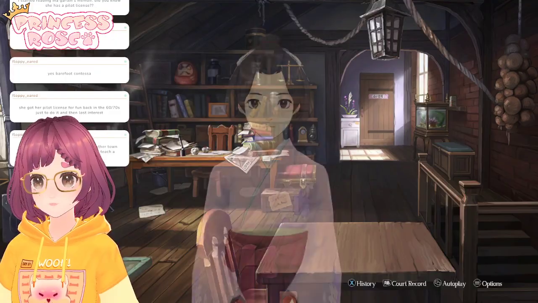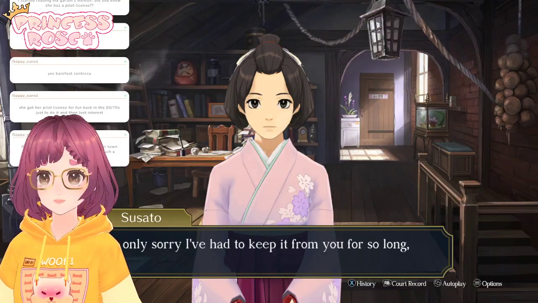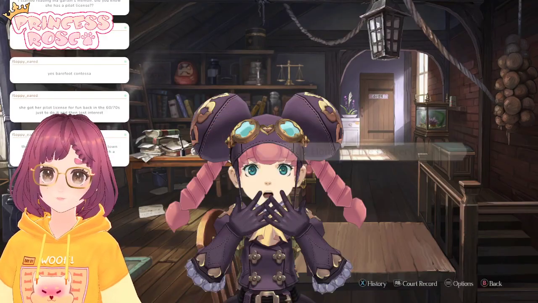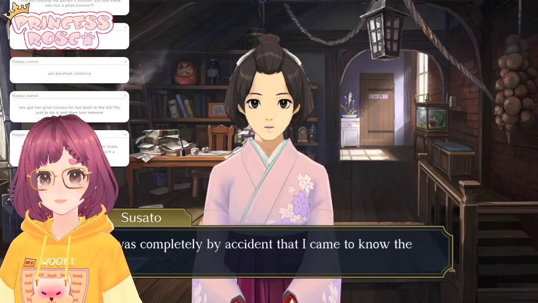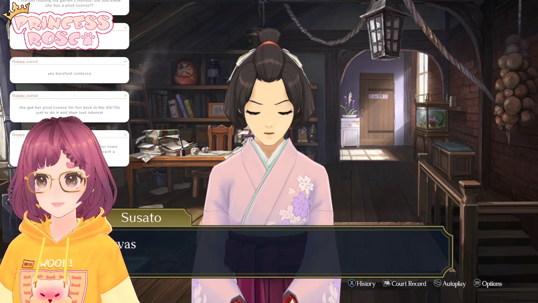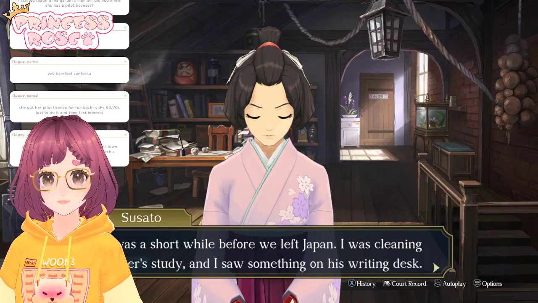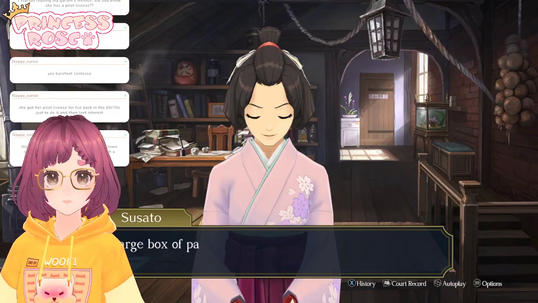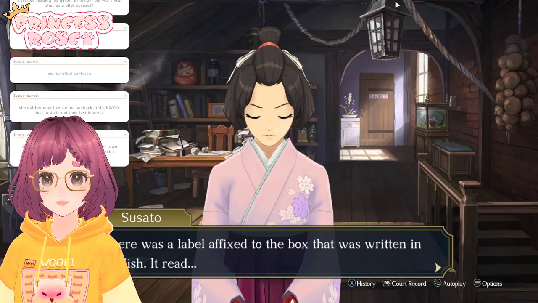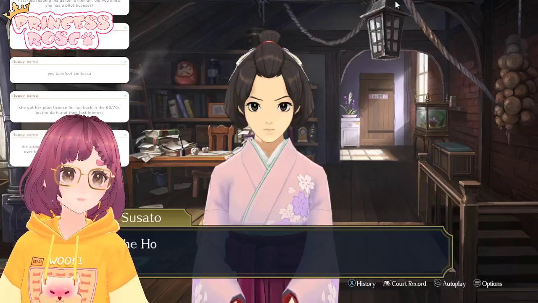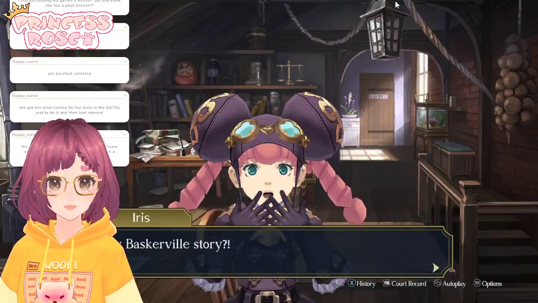Oh! I'm only sorry I've had to keep it from you for so long, Iris. The Hound of Baskervilles. It was completely by accident that I came to know the title of your manuscript, Iris. It was a short while before we left Japan. I was cleaning Father's study and I saw something on his writing desk. A large box of papers. There was a label affixed to the box that was written in English. It read, The Hound of Baskervilles. What? My Baskerville story?